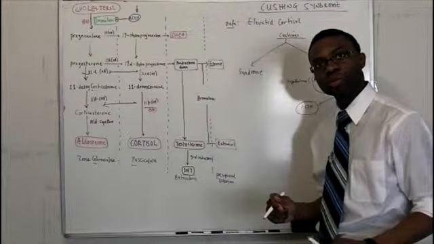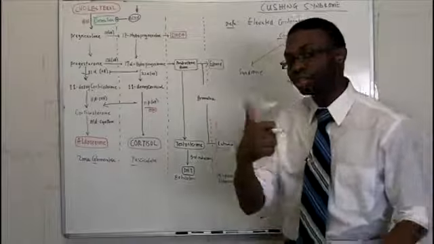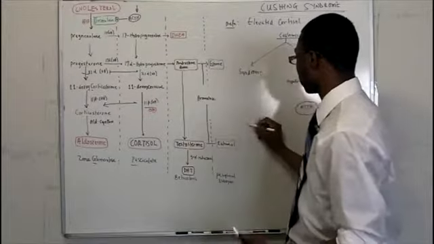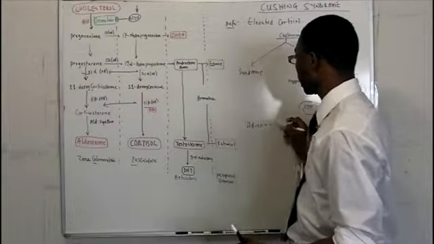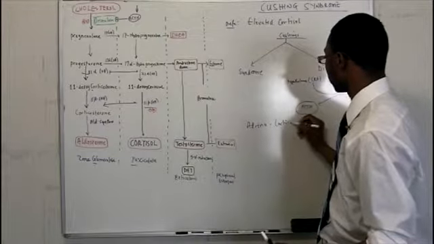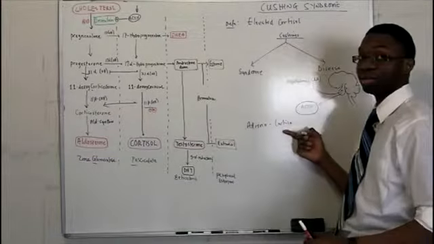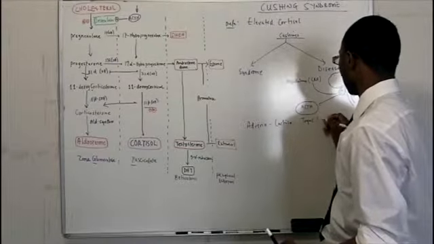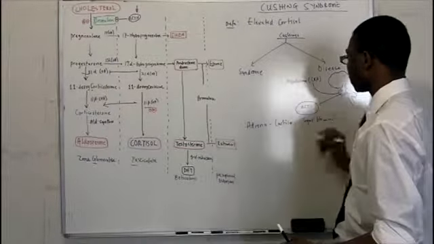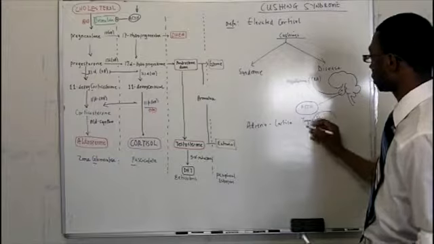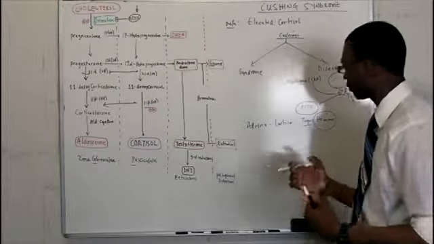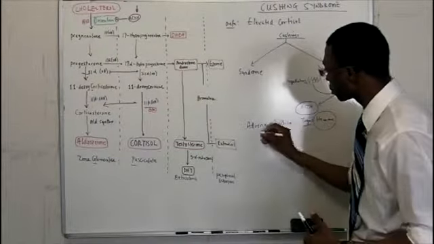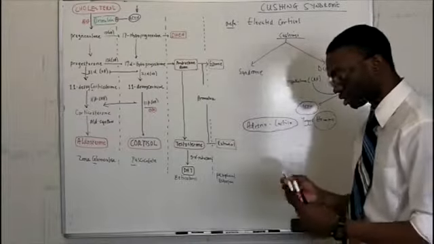adrenocorticotropic hormone. Since the name says adrenal, right? Adrenal, right? Cortico, right? Something related to what? Cortisol. Tropic hormone. It's a hormone. Tropic means to attract, fall in love. Go to the adrenal gland and make cortisol.